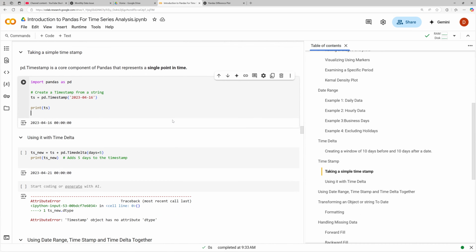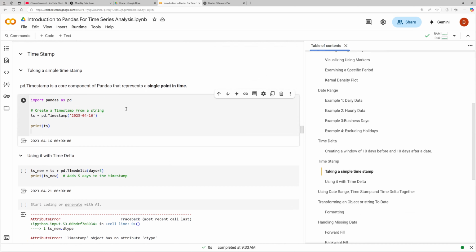Now we use the time delta. I show another example here, but this time we're using timestamp instead of to_datetime. It'll give the whole hour, minutes, seconds range. Okay.